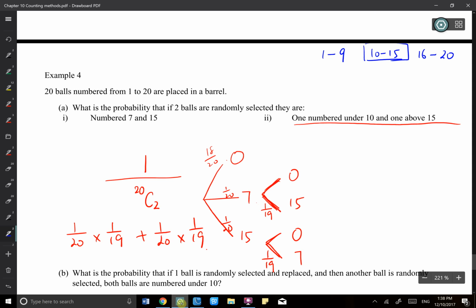So how many numbers in the group 1 to 9? There are 9 numbers in that group. Above 15 group, there are 5. And in the middle, numbers 10 to 15: 10, 11, 12, 13, 14, 15. So 6 numbers here. That's 20 in total.